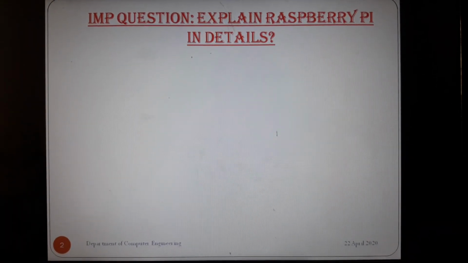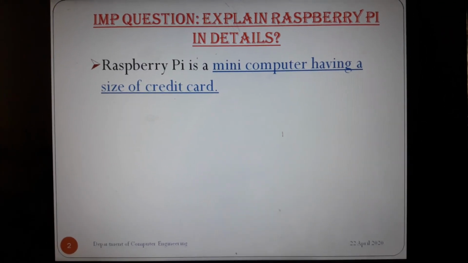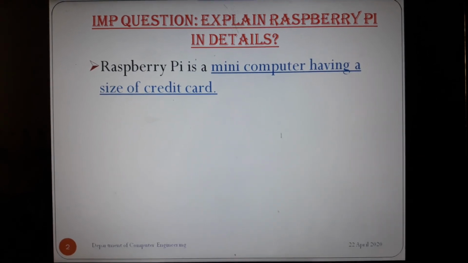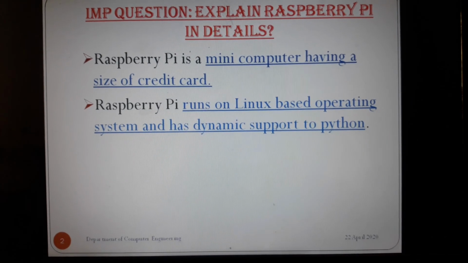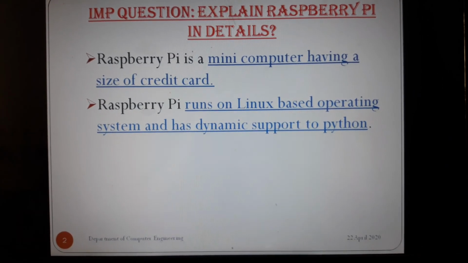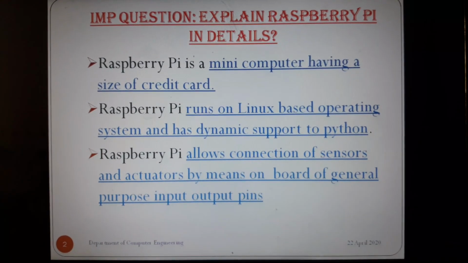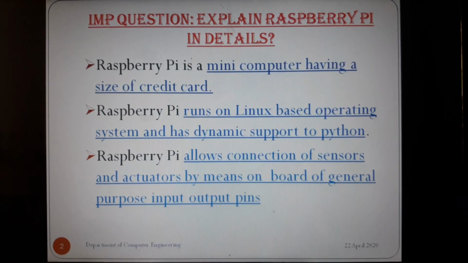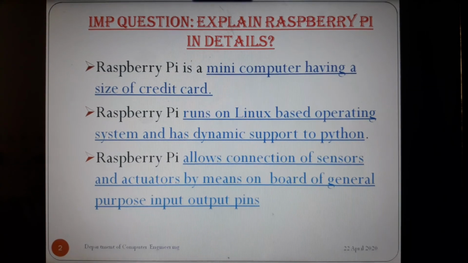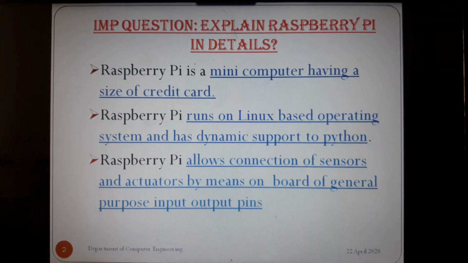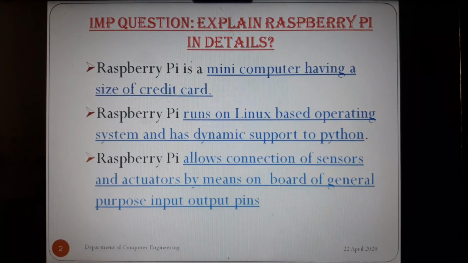So, a question may be asked: explain the Raspberry Pi in detail. So, Raspberry Pi is a mini computer having the size of a credit card. Raspberry Pi runs on a Linux-based operating system and has dynamic support for Python. Raspberry Pi allows connections of sensors and actuators by means of on-board general purpose input-output pins. So Raspberry Pi is credit card sized and used for Internet of Things.